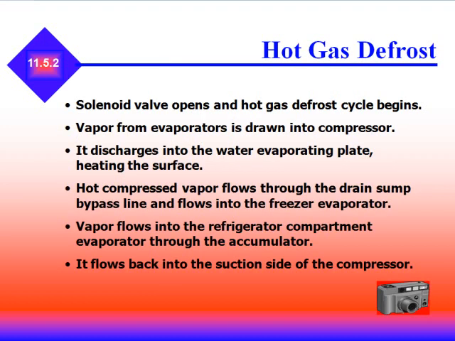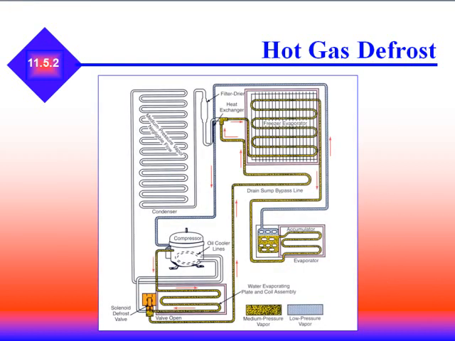If we need defrost, in other words, if there's ice building up, a solenoid valve opens and the hot gas defrost cycle begins. Water from the evaporators is drawn into the compressor. It discharges onto the water evaporating plate, heating the surface. Hot compressed vapor flows through the drain sump bypass line and flows into the freezer evaporator. Vapor flows into the refrigerator compartment evaporator through the accumulator. It flows back into the suction line of the compressor. This is an example of a hot gas defrost.